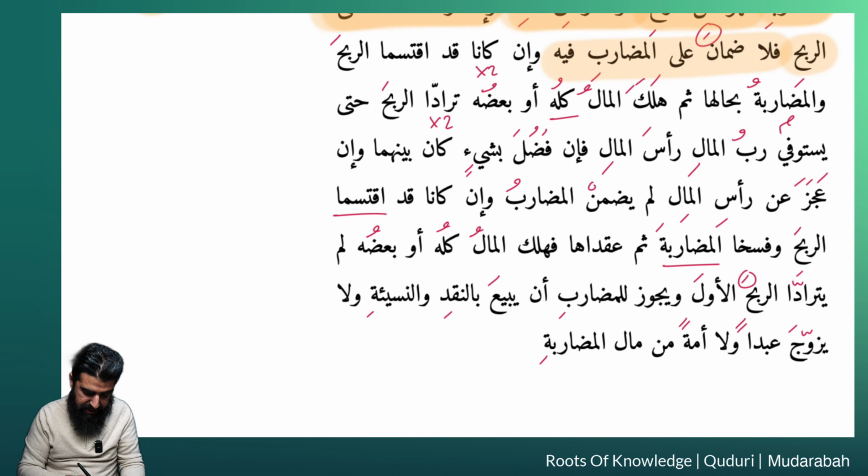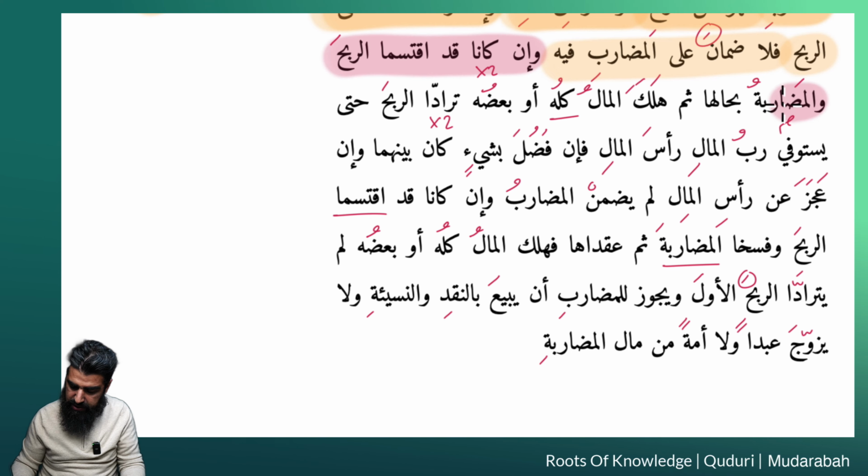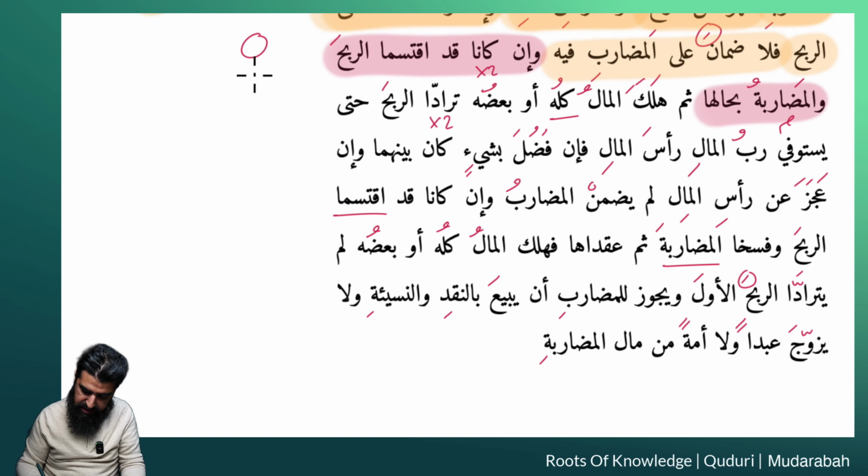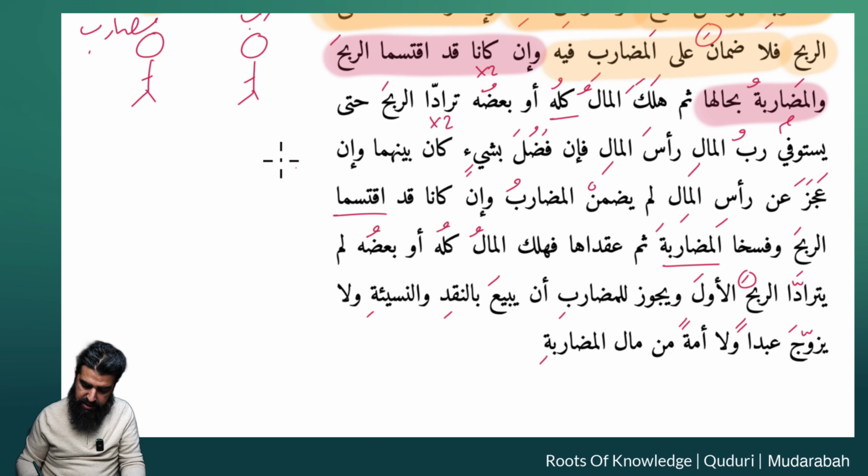Okay, in kana, next masla. In kana قد اقتسم الربح والمضاربة بحاله. Now, let's say they've done their business now. So this is the Rabbul Mal and this is the Mudarib. Okay, they've done their business, right? They have profited. So let's say original investment was 1,000, right?